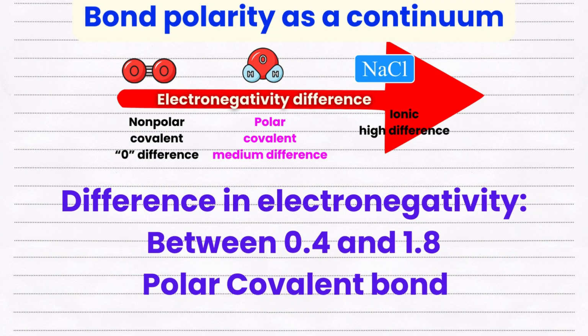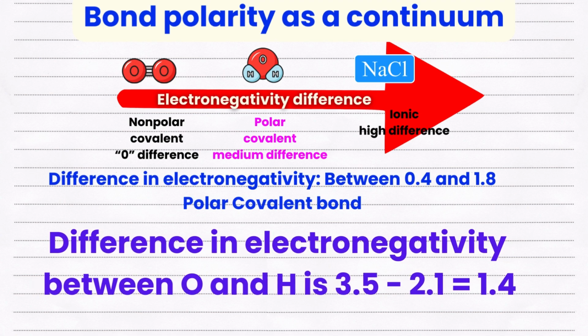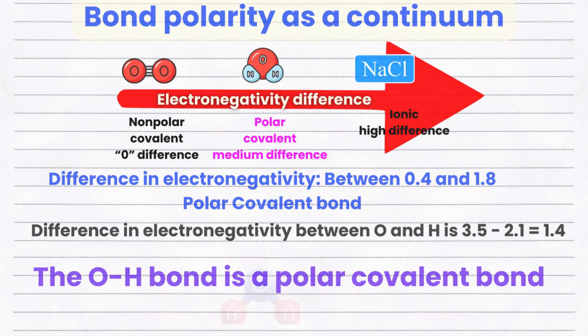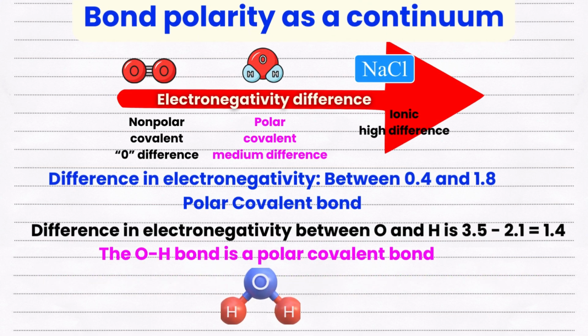If the difference in electronegativity between the atoms is between 0.4 and 1.8, it is a polar covalent bond. The difference in electronegativity between oxygen and hydrogen is 3.5 minus 2.1, which equals 1.4, so the O-H bond is a polar covalent bond. The shared electrons are pulled more strongly by oxygen than by hydrogen.